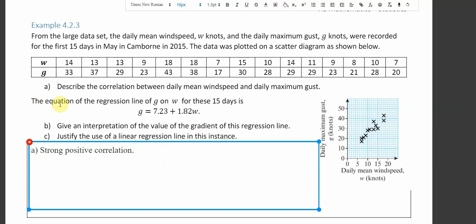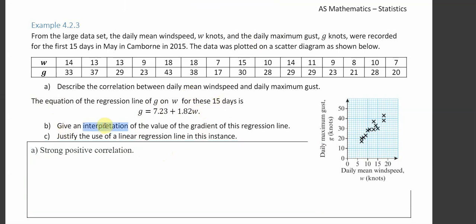In part B, the equation of the regression line for these 15 days is that. Remember, that is the line of best fit. Part B, give an interpretation this time of the value of the gradient of this regression line. Only the gradient. We don't need to interpret the 7.23 as well. Only the gradient, which is 1.82.